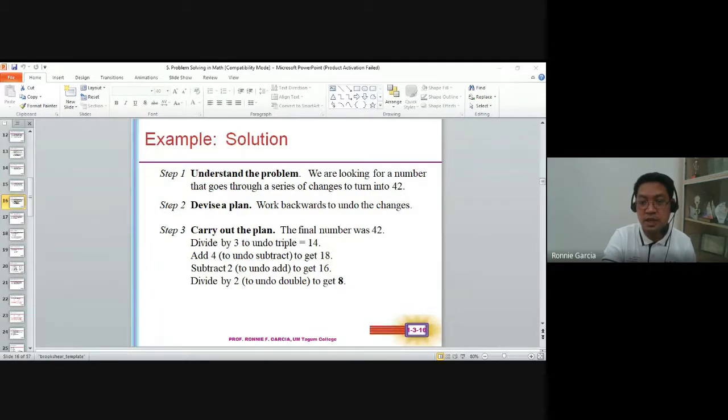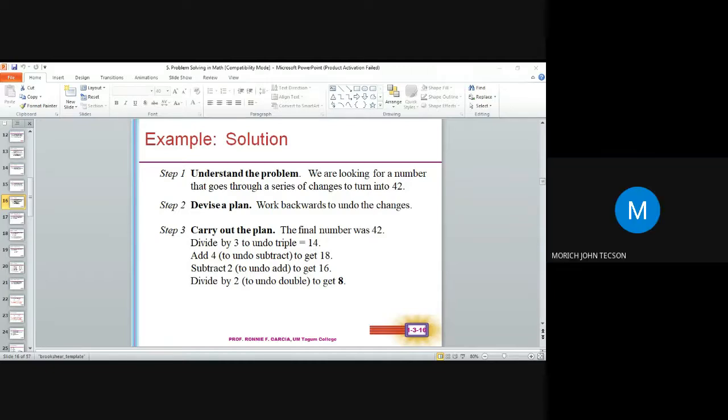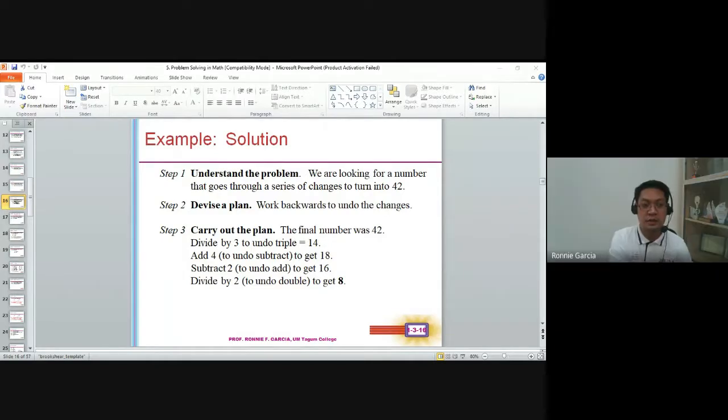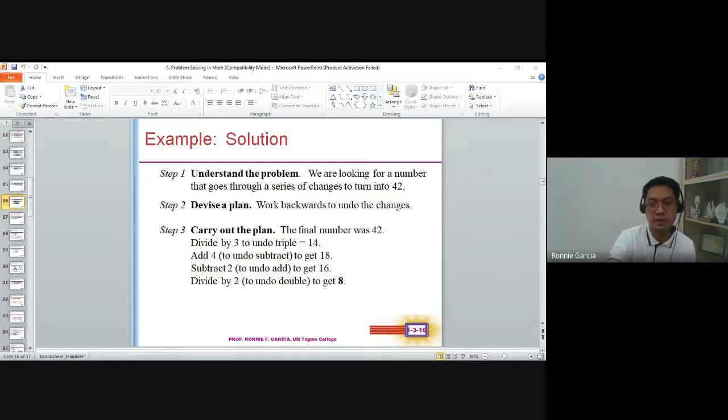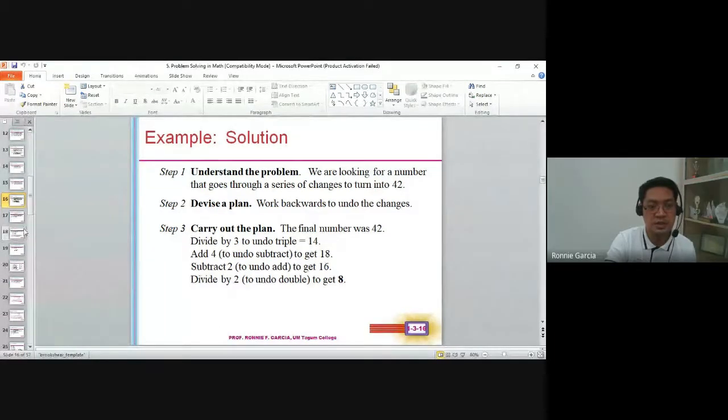How about Texon? Texon is the second person to get the correct answer. Yes, sir. Okay, how did you get the correct answer, Texon? Pareha lang gihapon sir, working backward. Nag-start ko sa 42, and then divided by 3. So you followed the steps we did yesterday. Very good. For that, you earned additional points. Thank you. Let's have another problem.